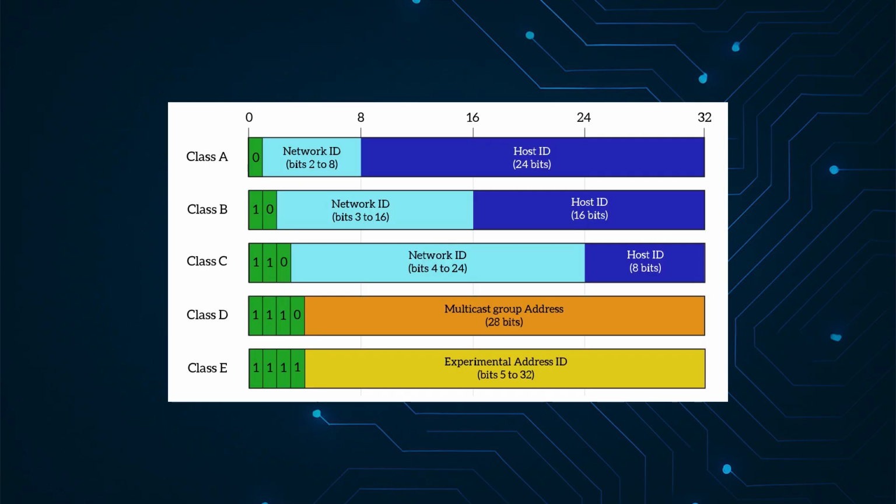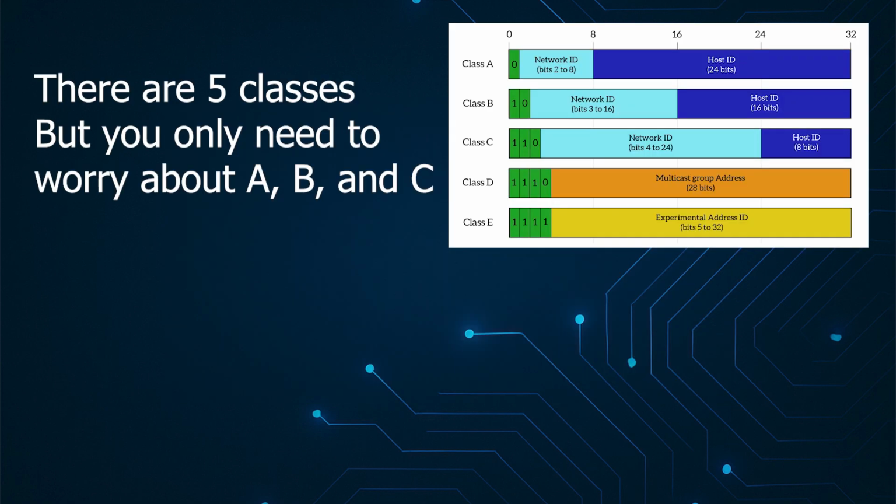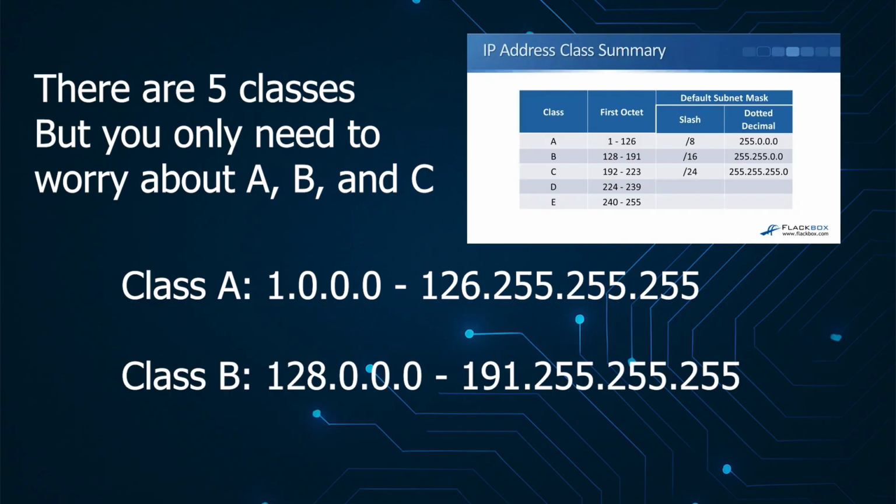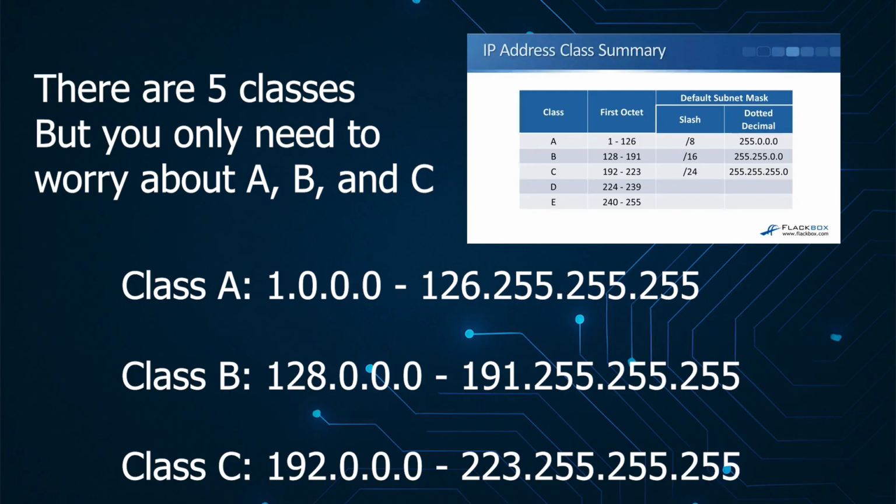These patterns come from classes of IP addresses: Class A, B, and C. Class A is 1.0.0.0. These are for really big networks. Class B is 128.0.0.0. These are for medium-sized networks. And Class C is 192.0.0.0, and these are for smaller networks. These are all for public IP addresses, by the way.